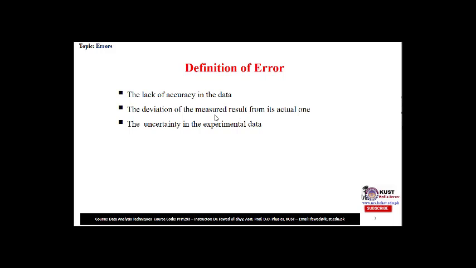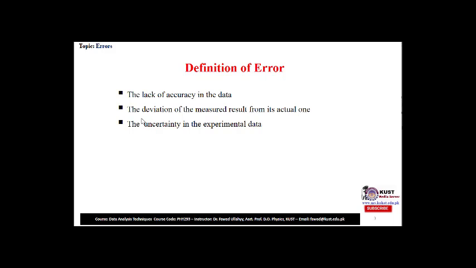Definition of error. It is in fact the lack of accuracy in the data. It means that if data which we obtain experimentally is less accurate, it has got more error, and vice versa. So the measurement of accuracy can tell us how much error we have got in our values that we have experimentally obtained or calculated.